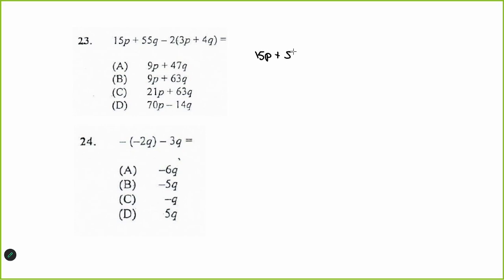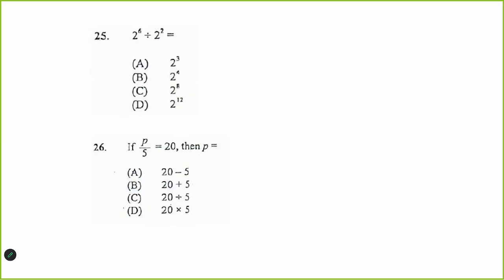15p plus 55q, minus 3 2s are 6, 6p, plus 4 2s are 8, minus 8q. We have 15 minus 6 is 9, so you have 9p, and then 55 minus 8 is 47. So the answer is E. This one we did already. I believe we got minus q. We have positive 2q minus 3q. This one here, bases are the same, so if we're dividing, you subtract the powers. 6 minus 2 is 4, so the answer is B.